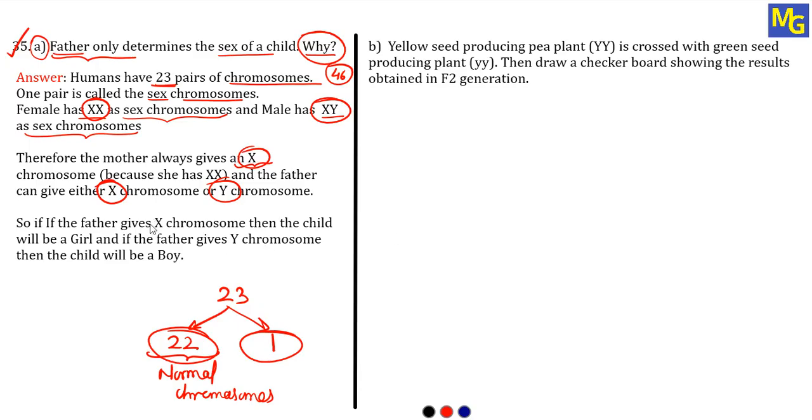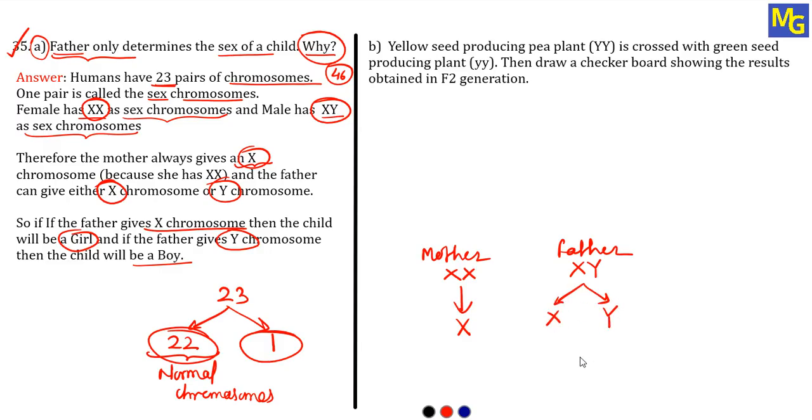So if the father gives X chromosome, then the child will be a girl child. And if the father gives Y chromosome, then the child will be a boy child. See here, very simple. I'll write it here, mother, and here I'll write father. So see here, mother has XX chromosome, father has XY chromosome. Here mother will always give X chromosome for fertilization, but father has the choice. He can give X chromosome or he can give the Y chromosome.